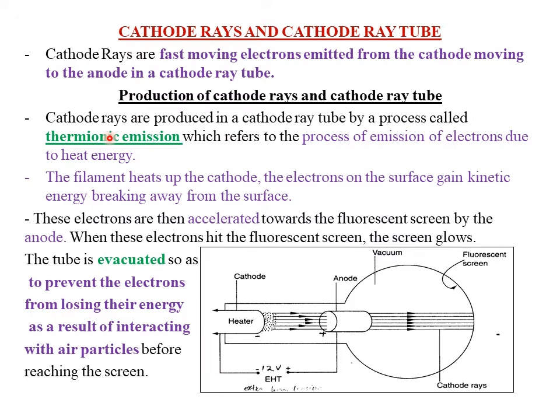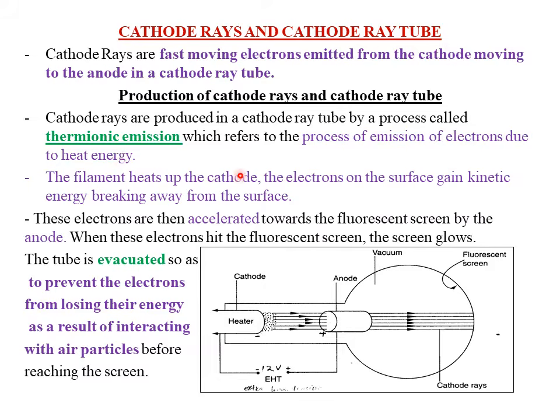Therefore, when we talk of thermionic emission, we are simply talking of ions being produced as a result of heat, because thermal means heat, then ion means we are talking of the electrons. So we are simply talking of the electrons being produced as a result of heat. So that is what we are calling thermionic emission. So what is thermionic emission? Thermionic emission simply refers to the process of emission of electrons due to heat energy.